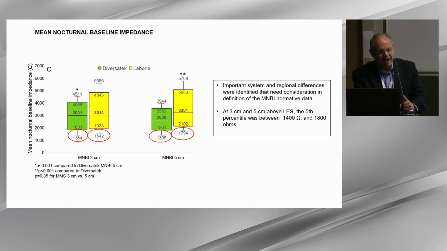And this is the topic that I am more interested in, that is the mean nocturnal baseline impedance. We analyzed this and we found that the 5 percentile in normal subjects was around 1,500 rather than 2,200 as it was proposed by the Italian group and is until now considered the cutoff value. So for us, even with the two systems, the cutoff value should be around 1,500. Those subjects that have less than 1,500 in the distal esophagus have an abnormal mucosa, but those subjects that had 1,800, 1,900, 2,000, they have a normal mucosa.